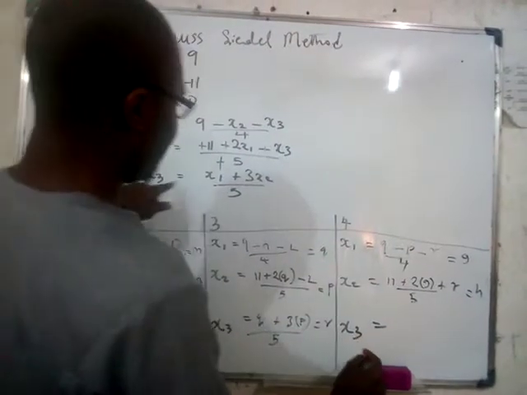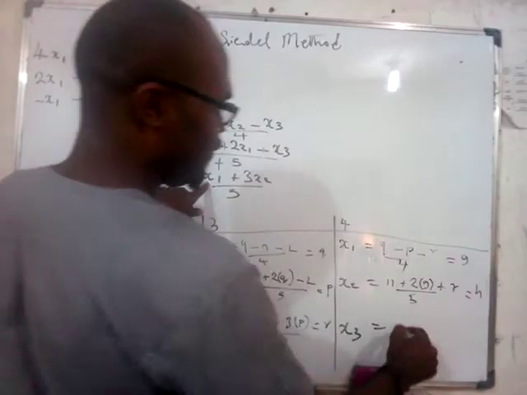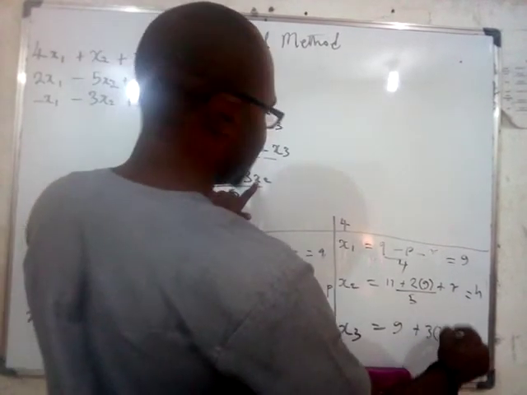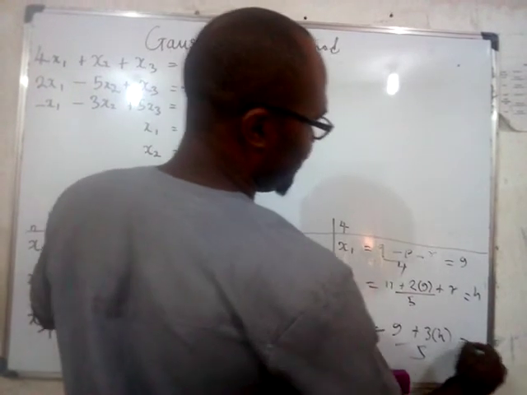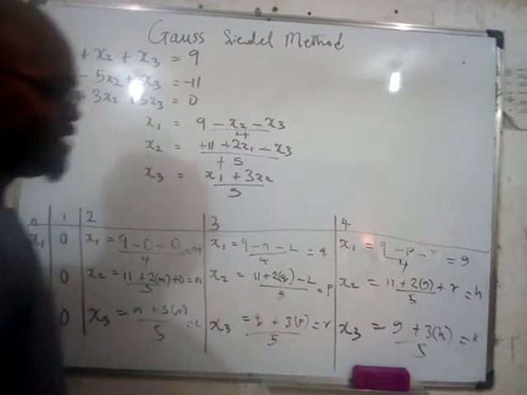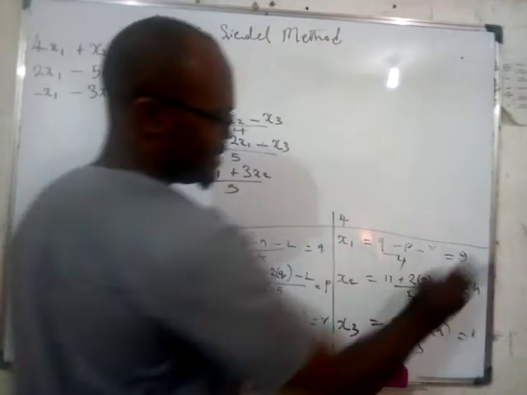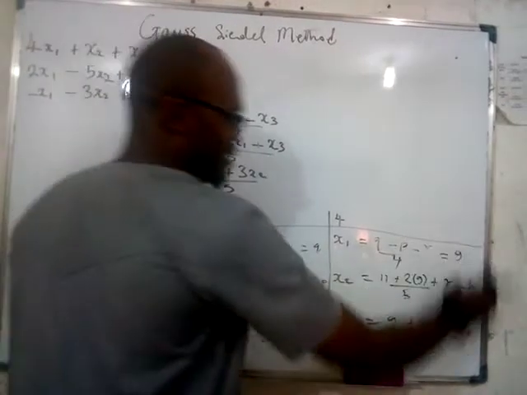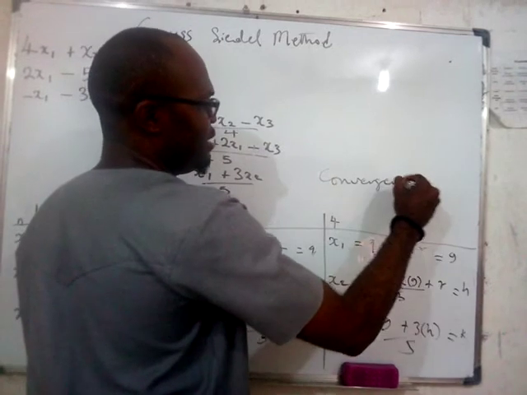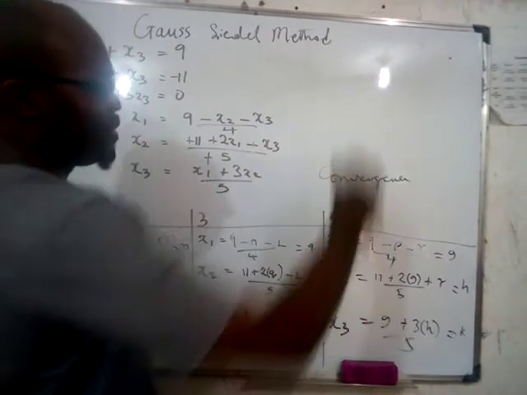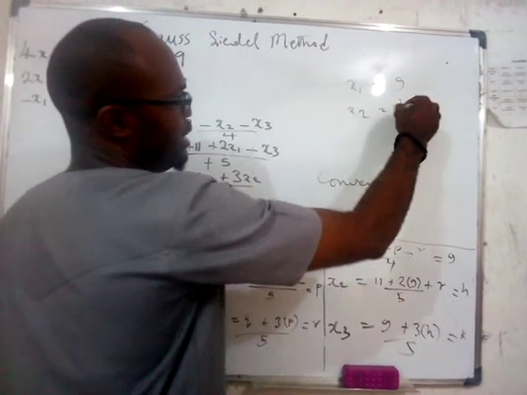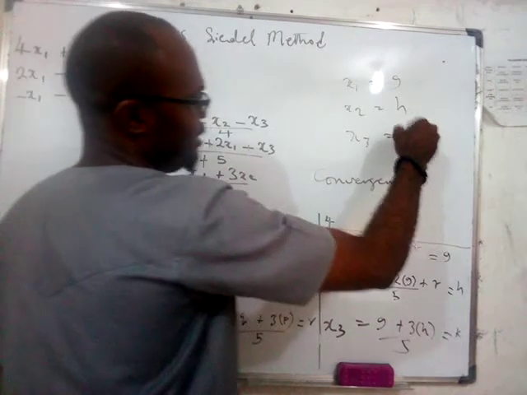Now to find x3, you go x1. The latest value of x1 is G, plus 3 times the latest value of x2, which is H, all over 5, to find K. So that's how you keep finding. You use the latest values. Once what is here is the same as what is here, you know that you have convergence, and once you have convergence, you stop. So the latest value of x1 will be G, that of x2 will be H, and that of x3 will be K.